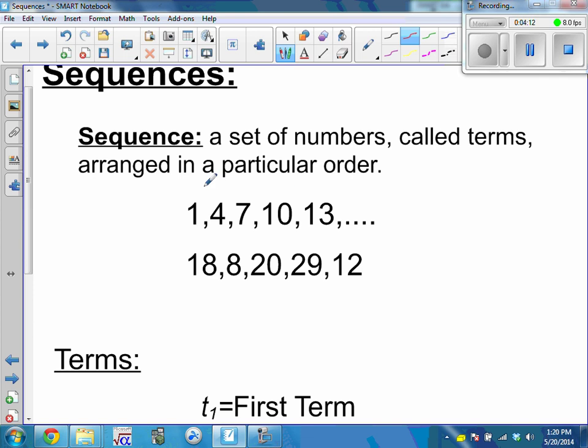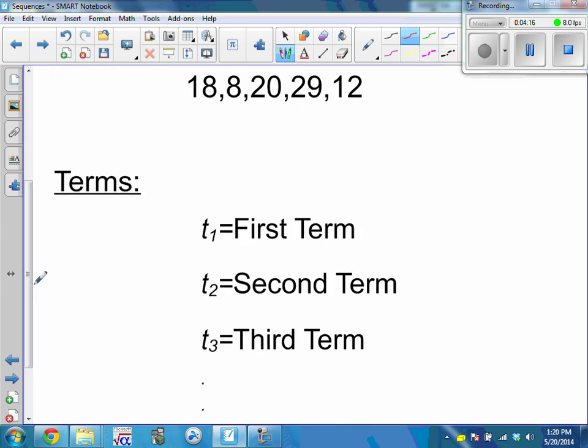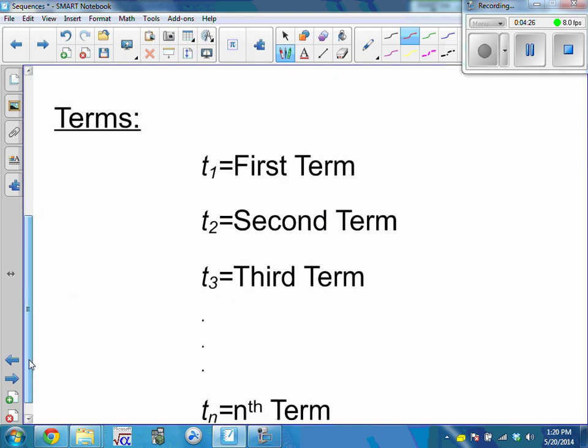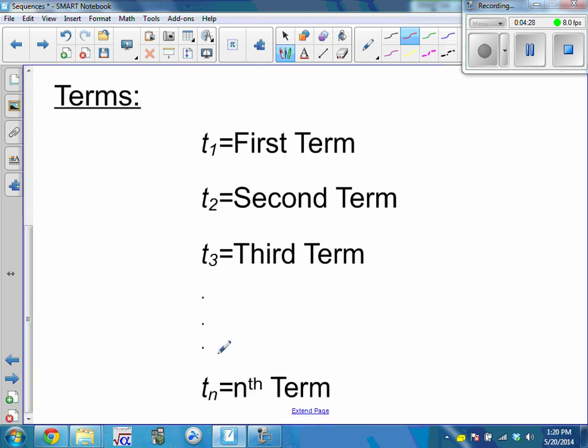Now let's look at some notation. When we talk about the terms of a sequence, we're going to have this notation. T sub 1 represents my first term. T sub 2 represents my second term. T sub 3, my third term. T sub n, we say, is my nth term. So this is just a shorthand notation when we say, what's the first term? What's the second term? And so forth.